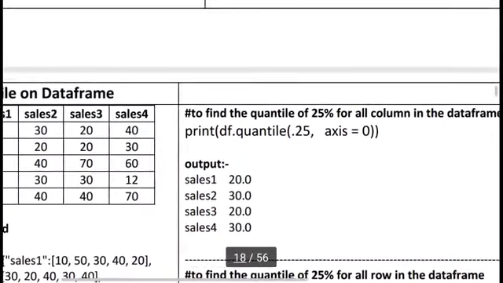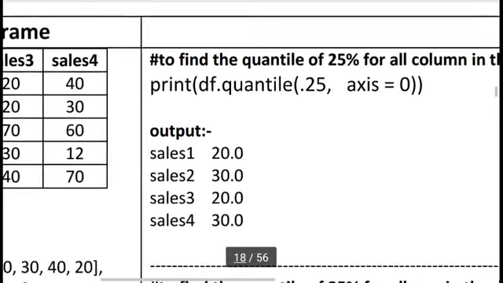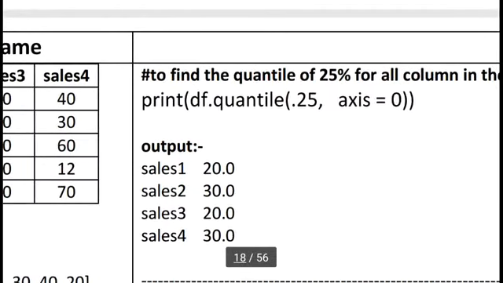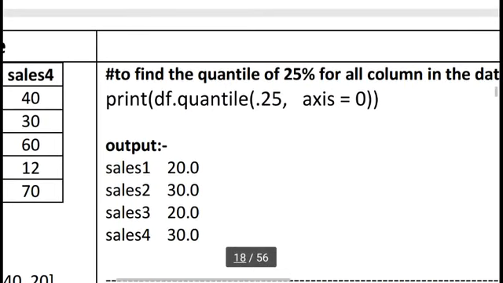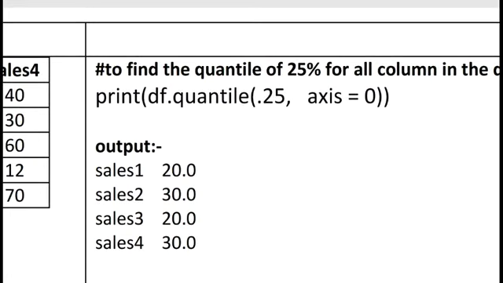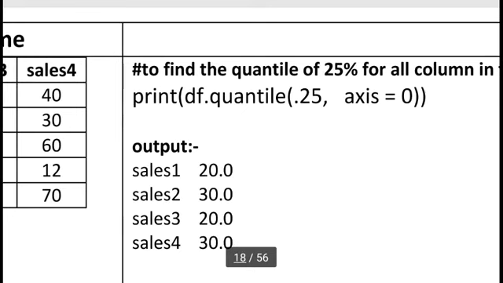The next simple thing is, suppose here I am using df.quantile(0.25). Here I am not using any column reference or row reference. I am directly using df.quantile, so by default it covers all the columns.